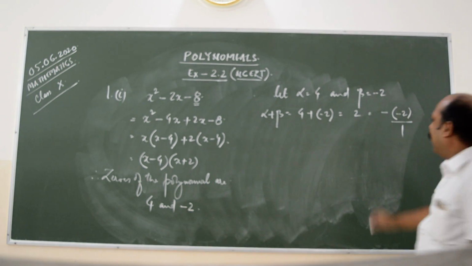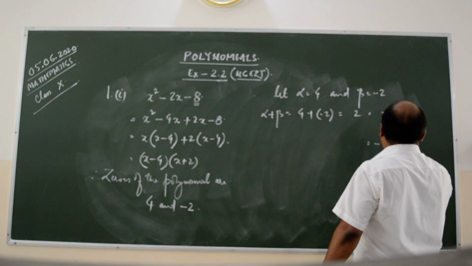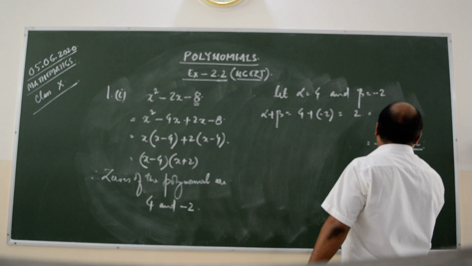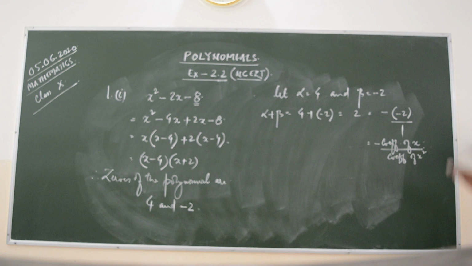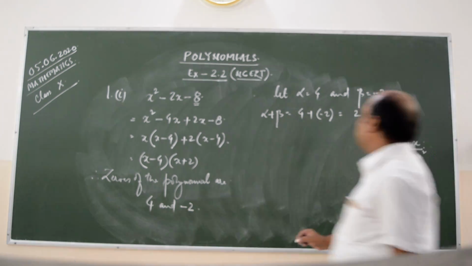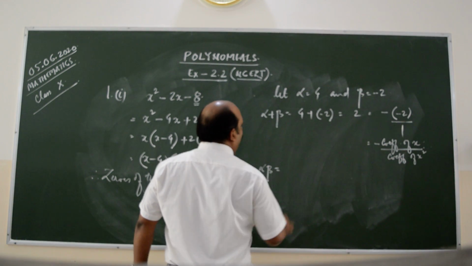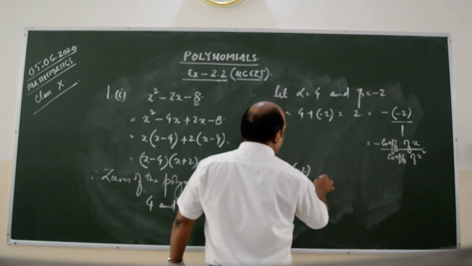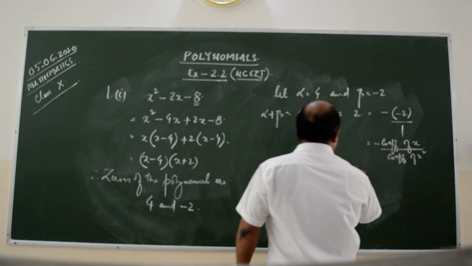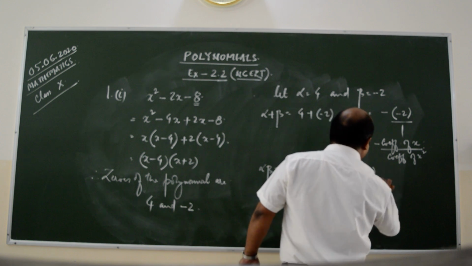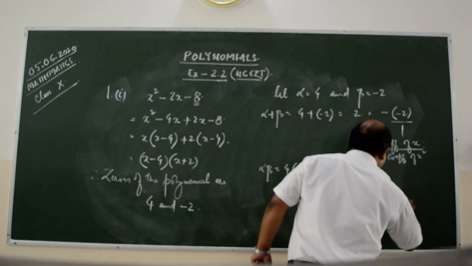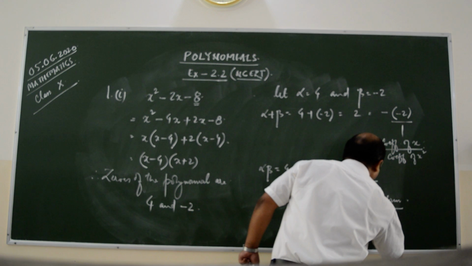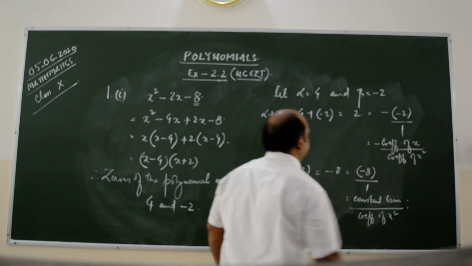by 1. That is minus times coefficient of x by coefficient of x square. So we have got the sum of the zeros is equal to minus times coefficient of x by coefficient of x square. Now let us deal with the product of the zeros. Alpha into beta. So 4 into minus 2, that is minus 8. So I can write minus 8 as minus 8 by 1, which is equal to constant term by coefficient of x square.